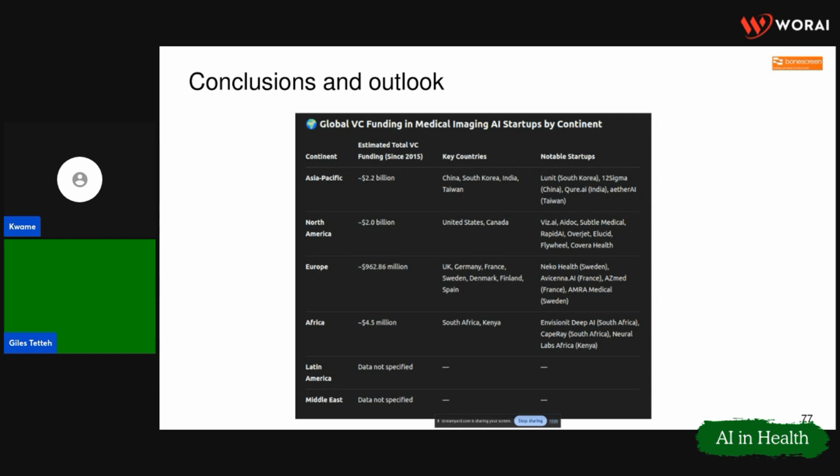But if you find yourself in Europe or North America, where you have a good number of startups, then you can look for more and say, okay, for us to accept AI in medicine, we need the AI to perform better than human beings. And that is the crossroad.